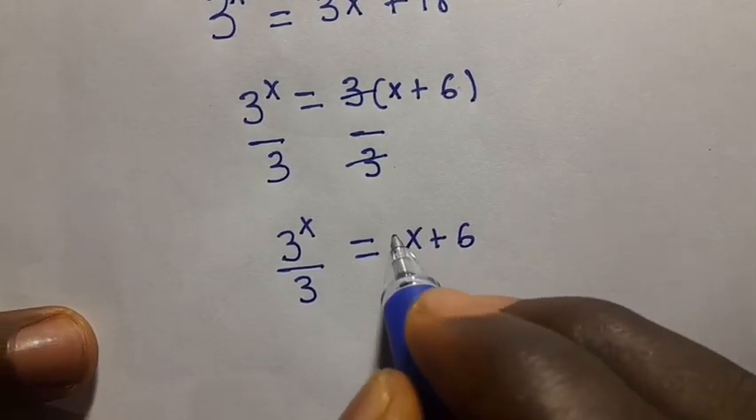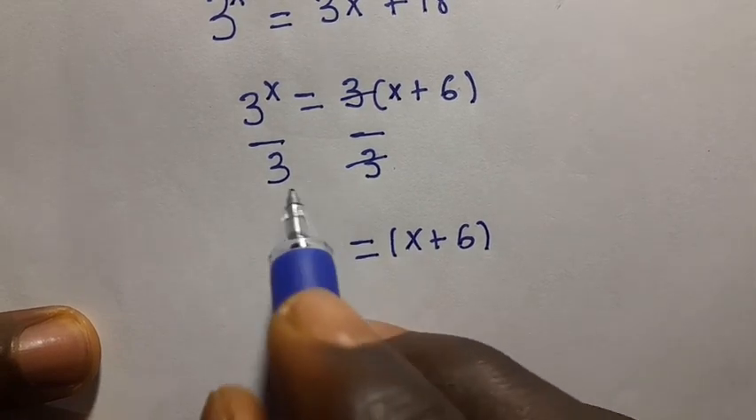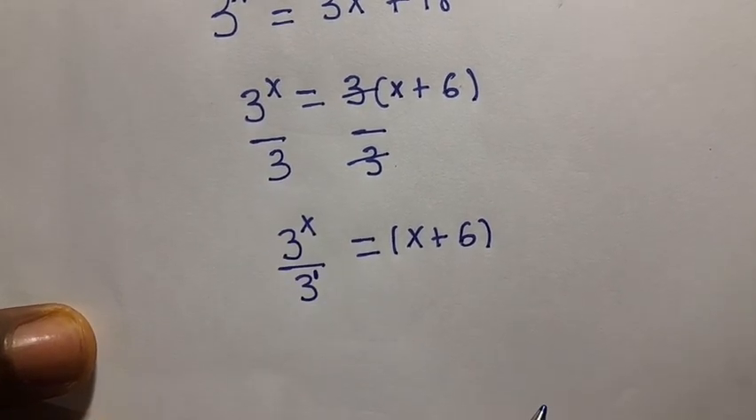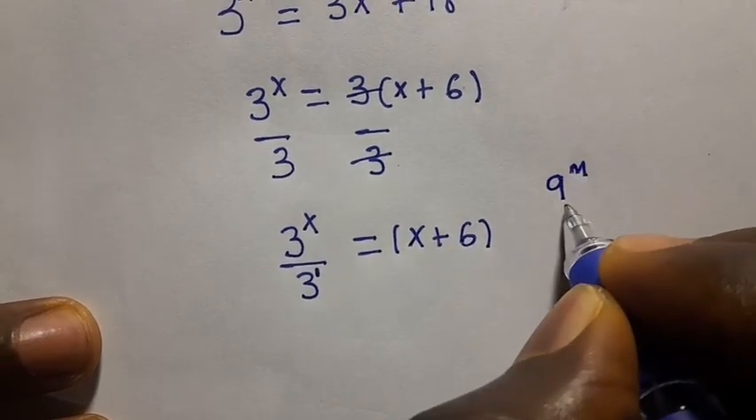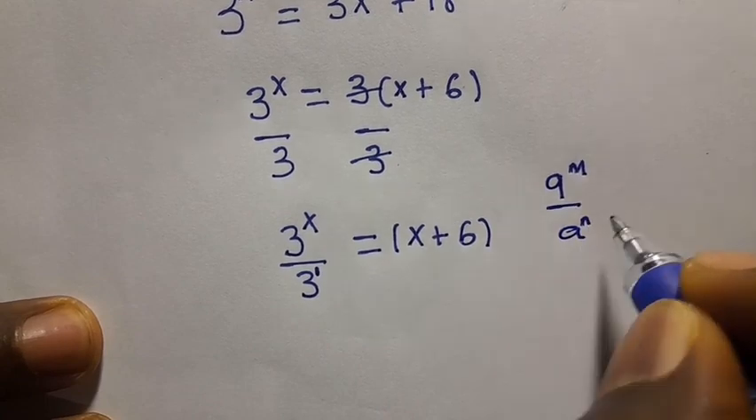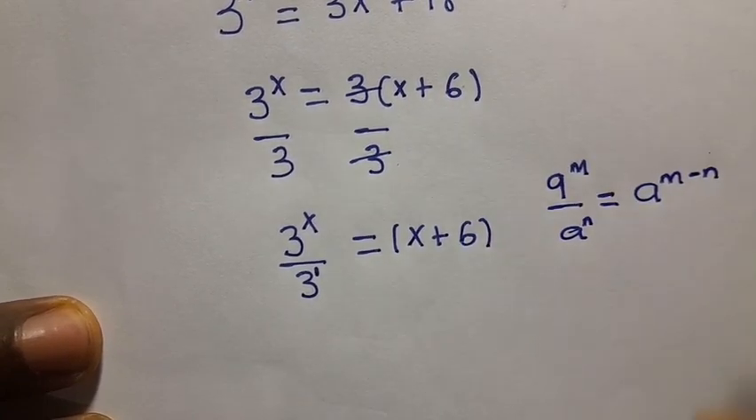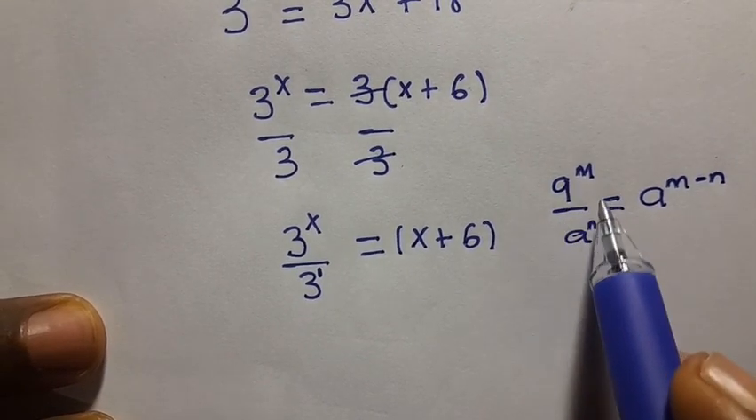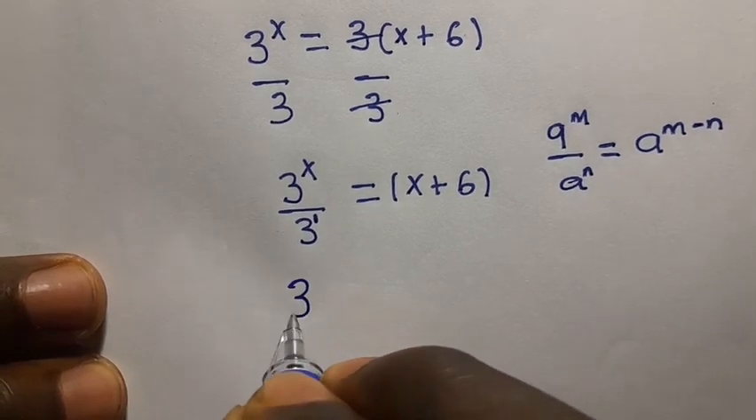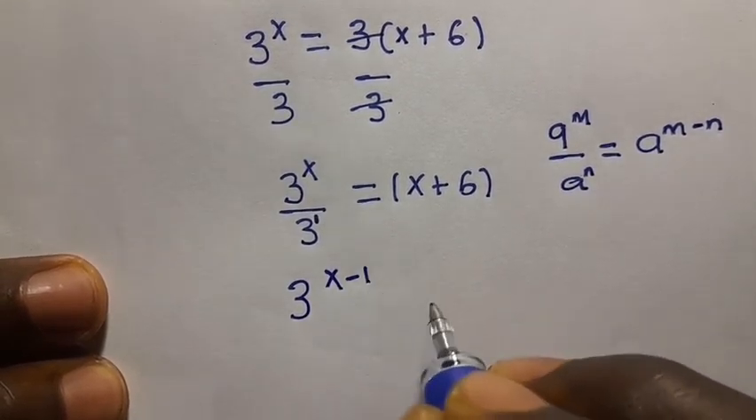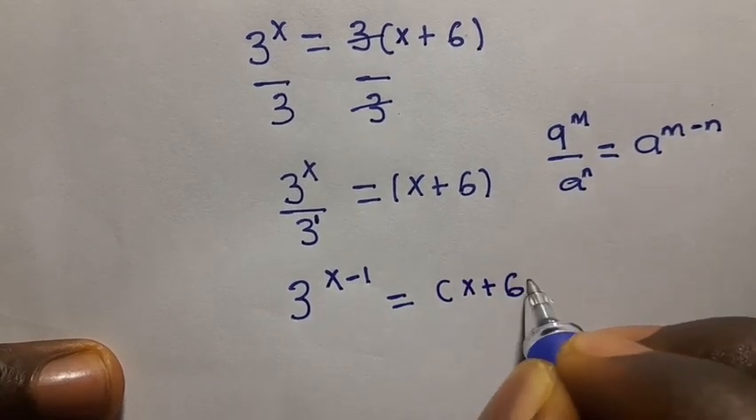Now 3 raised to power 1 is the same thing as 3. So now from here, by applying the law of indices that says when you have a raised to power m divided by a raised to power n equals a raised to power m minus n, we are going to have 3 raised to power x minus 1 equals x plus 6.